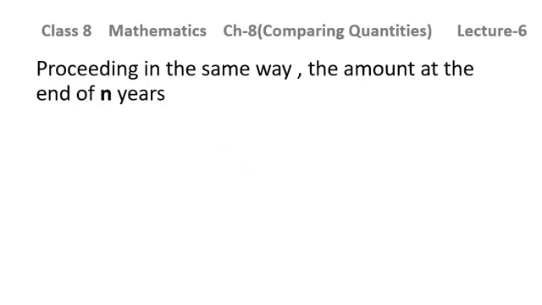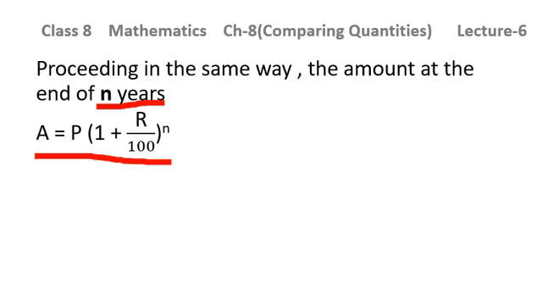Now proceeding in the same manner, the amount at the end of n years. Likewise, here I have taken for 2 years. If it will be n years, then this will be the formula: amount will be principal bracket 1 plus R over 100 raised to the power n. This is the rate percent, this is the principal amount or the sum, and this is the number of years. So CI, compound interest, will be given by this amount minus the original principal.